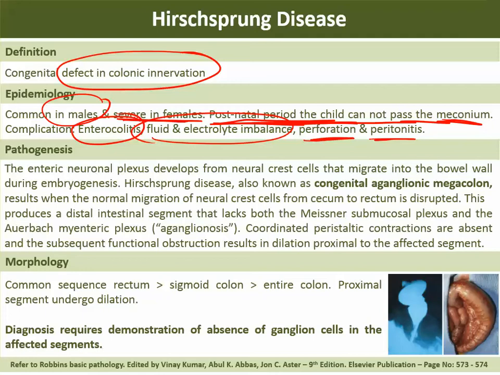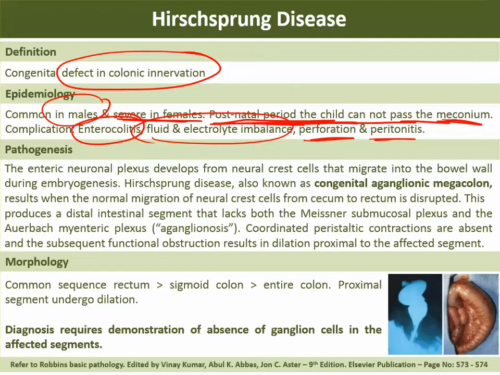For example, this is a segment which doesn't have ganglion cells, so this segment cannot move. Now consider there is some segment above that has ganglion cells, so intestinal movement happens there. If food is taken, it comes down. Now this area cannot move, so this acts like an obstruction. So the proximal segment dilates. This is a very, very important concept in Hirschsprung disease. The distal, affected segment will not have peristalsis.